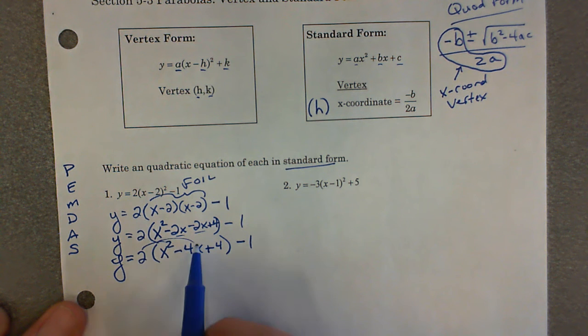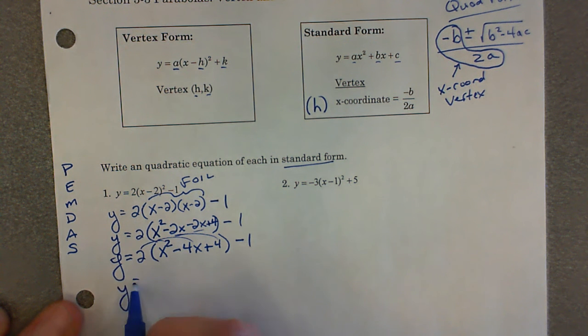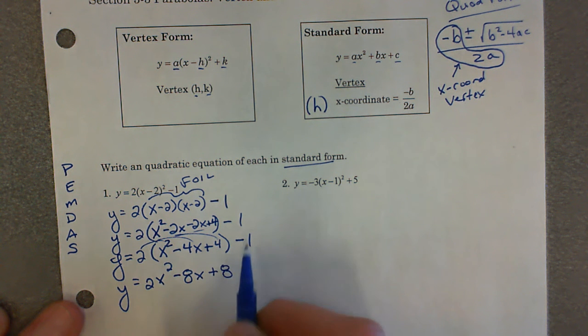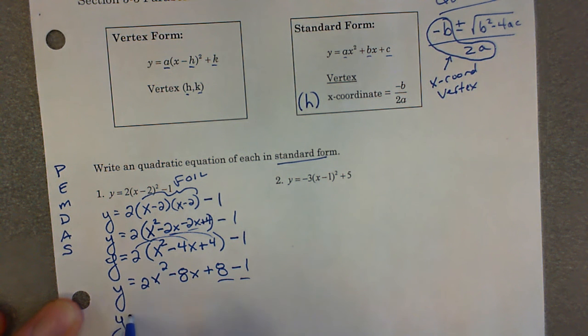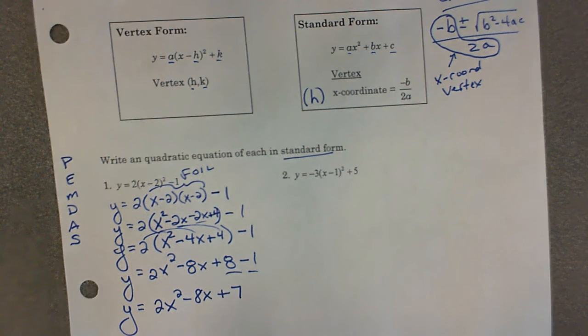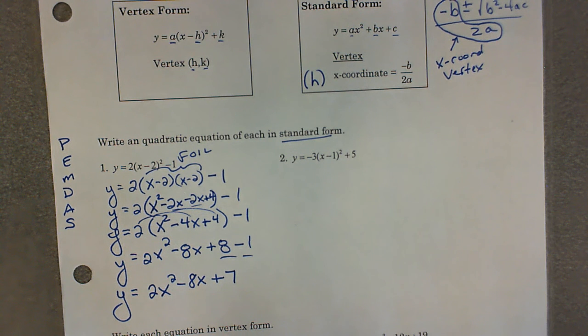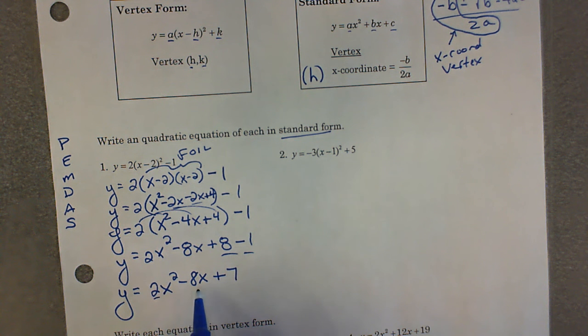Now you need to distribute this 2 through. So this is 2x squared minus 8x plus 8. And then you still have a minus 1 at the end. Now you can combine your whole numbers, so your final standard form is y equals 2x squared minus 8x plus 7. Okay? So this is standard form. This is your A, your B, your C. This is vertex form. These are the same equations.